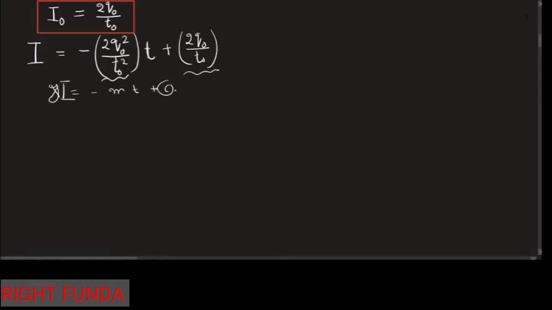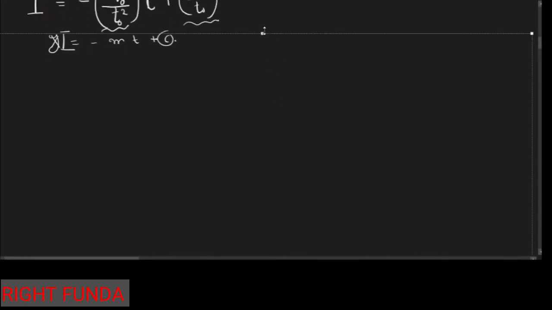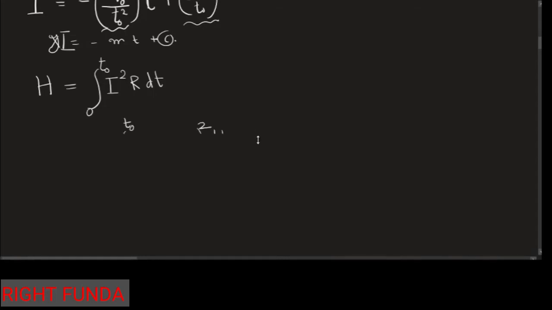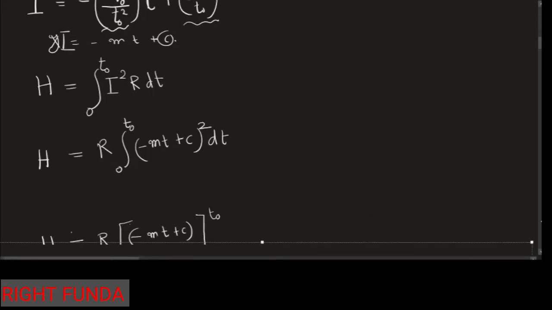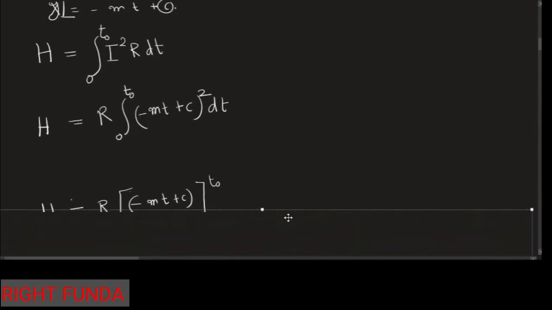I know the heat flow I have to calculate, and we know the formula that we use: S = ∫ I²R dt from 0 to T0. Once I have I = -mt + c, I substitute that value, and once I integrate it, I can easily calculate the heat flow. If I integrate, I get equations like this.